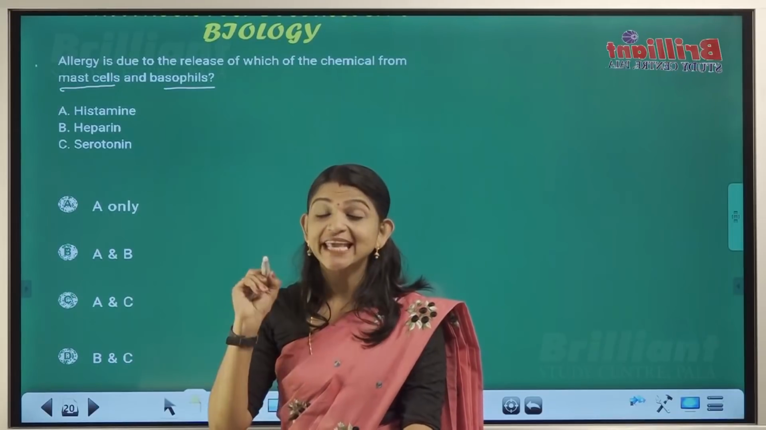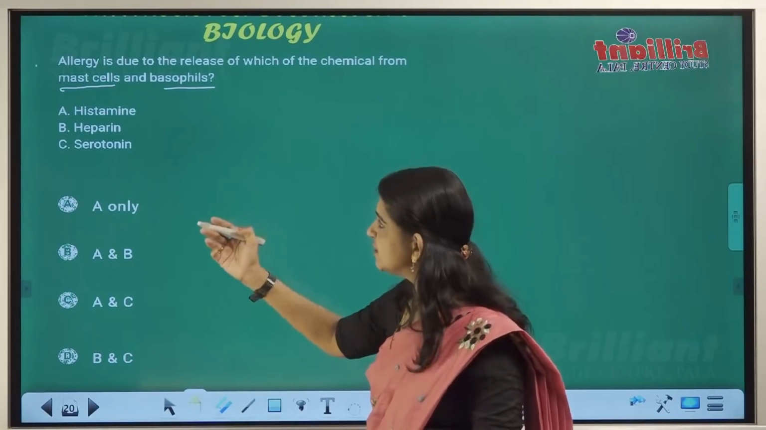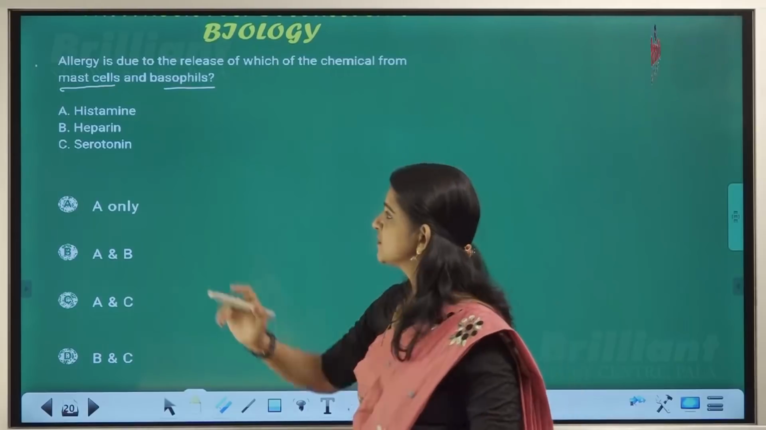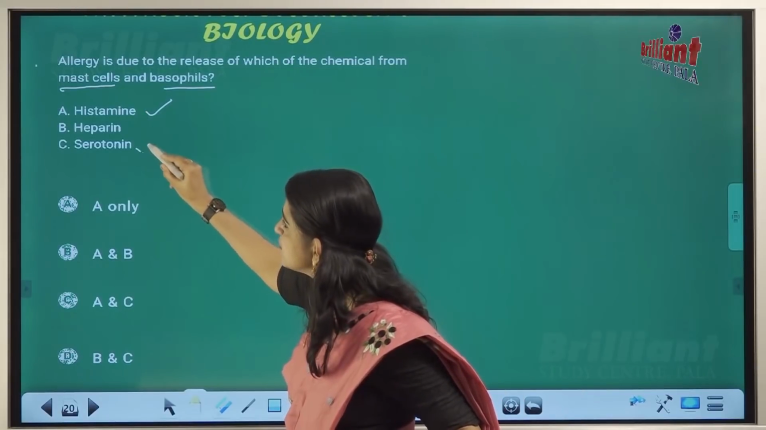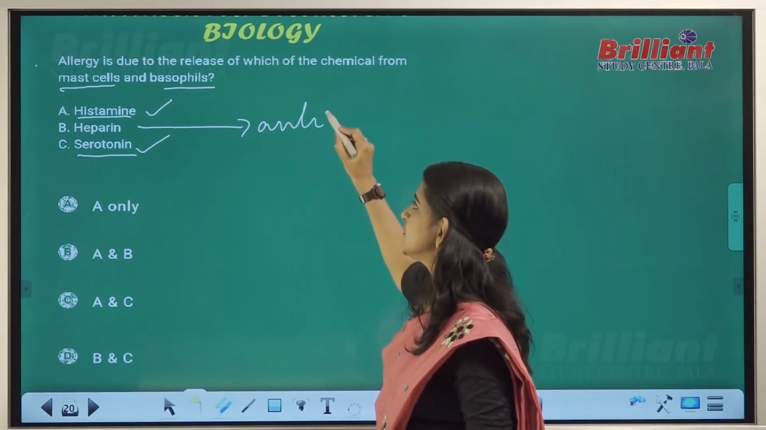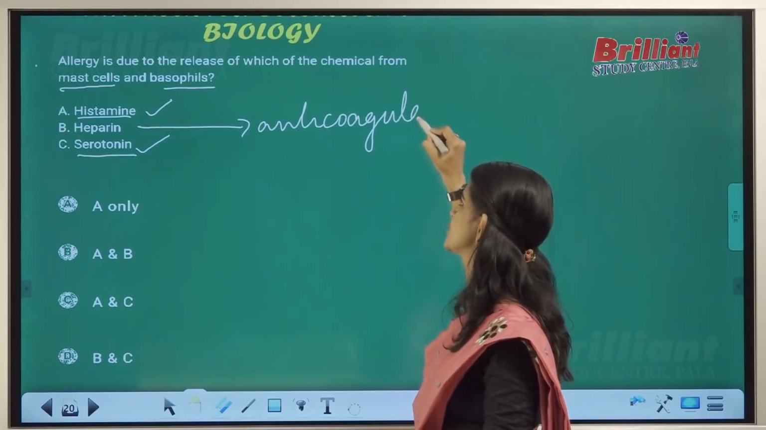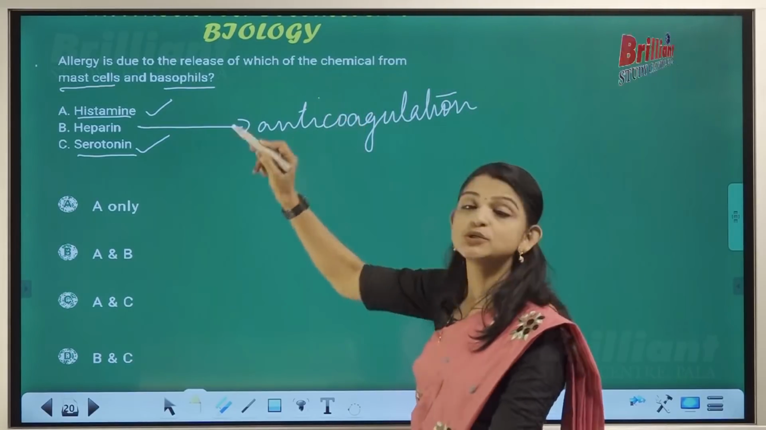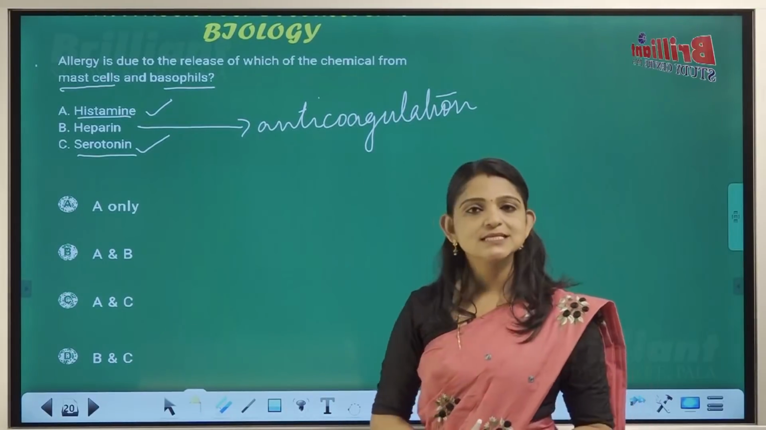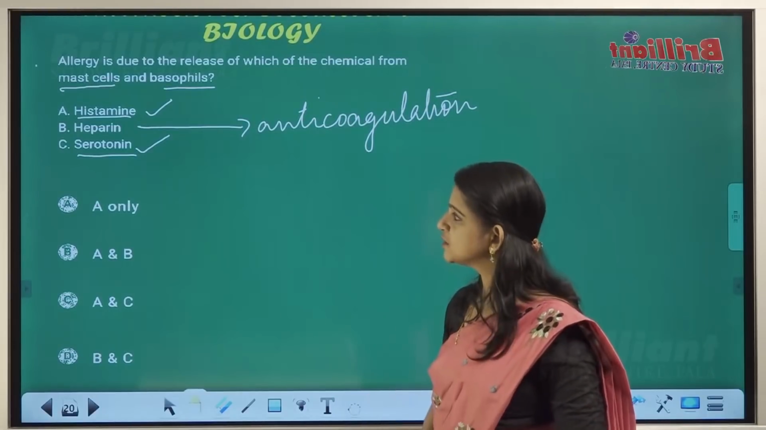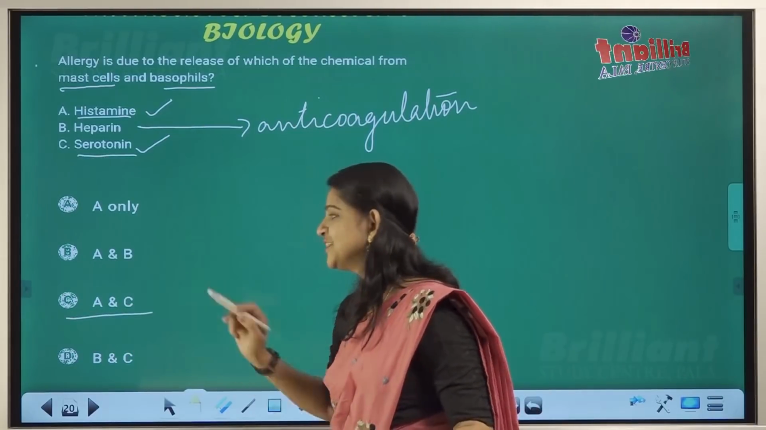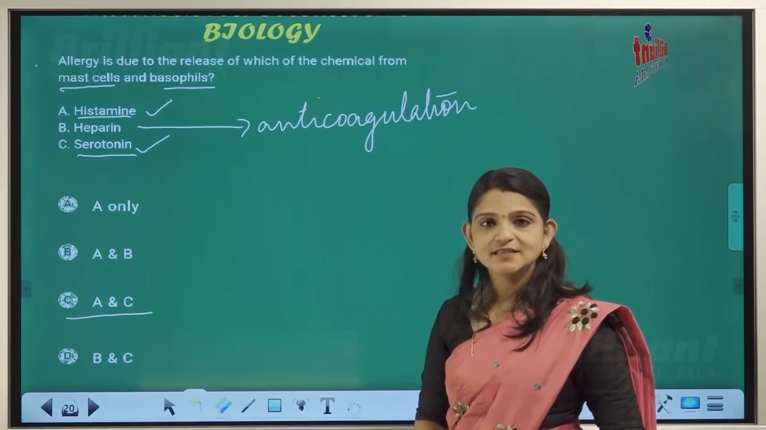Unwanted, exaggerated, inappropriate response. So for producing such a response, they produce two substances, histamine and serotonin. Heparin, that is an anticoagulant, does not have any relation with allergy. So allergy is due to the release of histamine and serotonin from mast cells and basophils. Now we can look into the options. So the answer is A and C. Yes, option C, A and C is the answer.